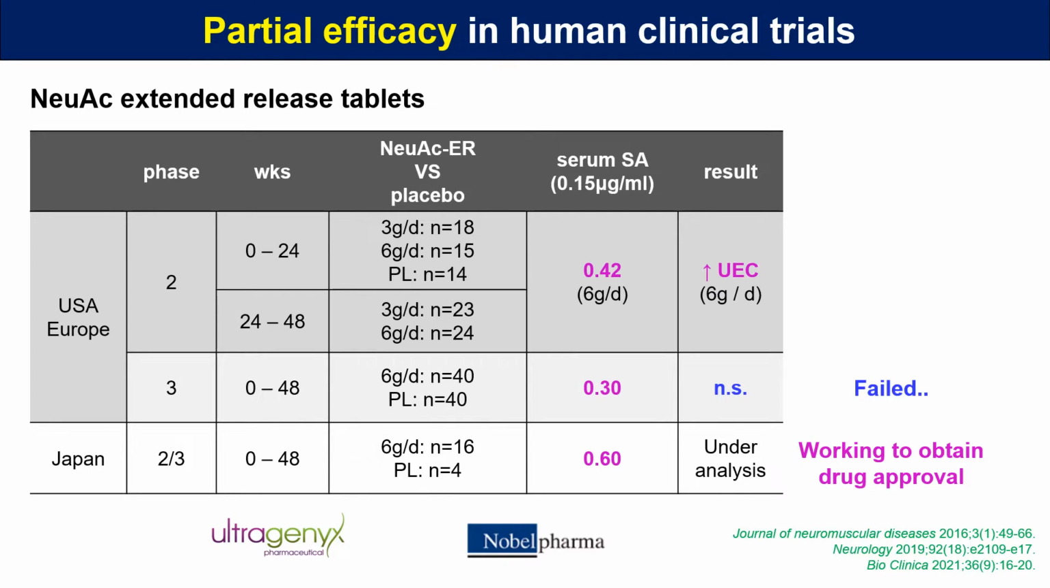myopathy. In the Japanese study, the results are still under analysis, but it was similar to the study results of the phase 2 trial in US, Europe, and they are still working to obtain drug approval. But anyway, you can see that supplementation of sialic acid extended release tablets could be effective, but efficacy was not enough to improve symptoms as in model mice.